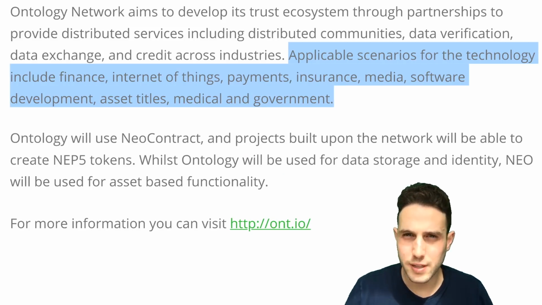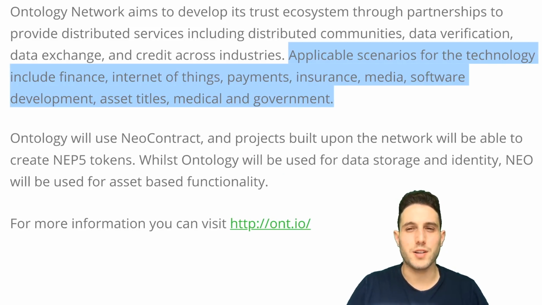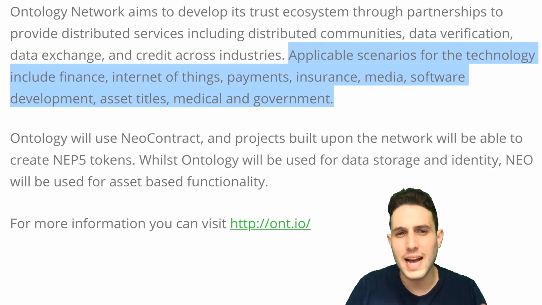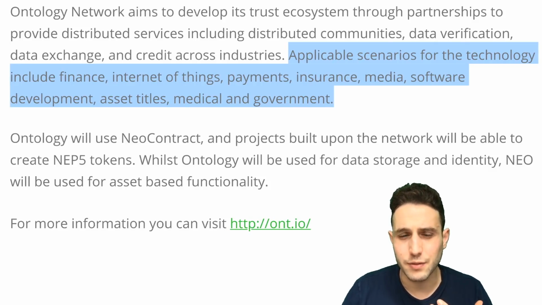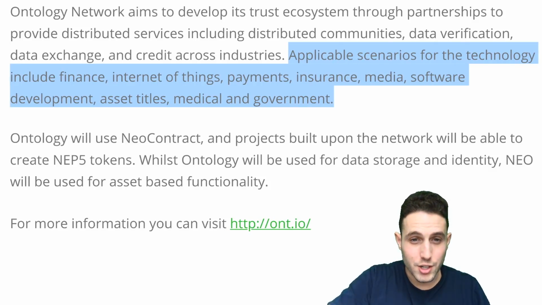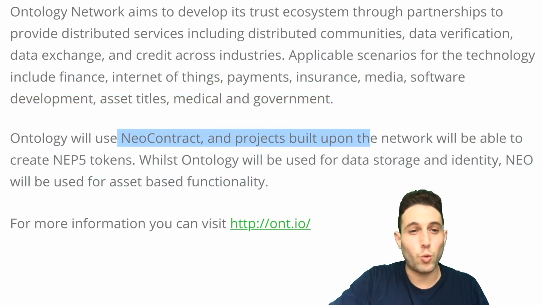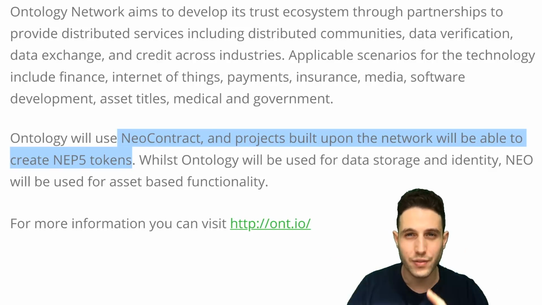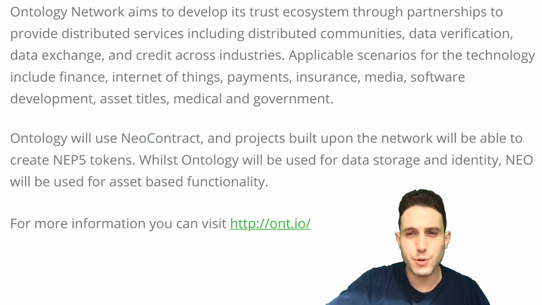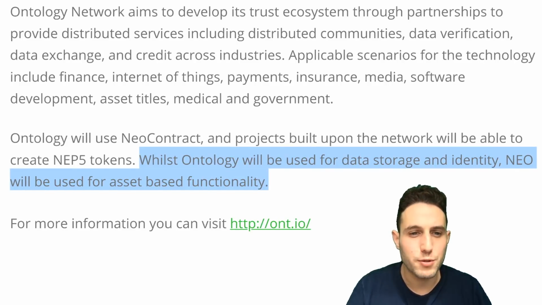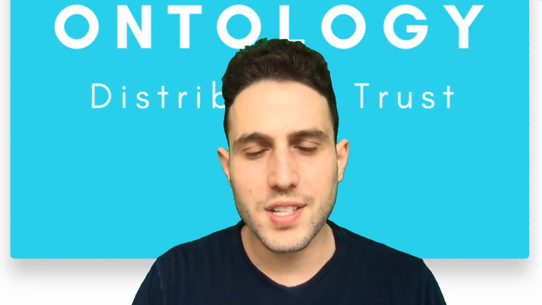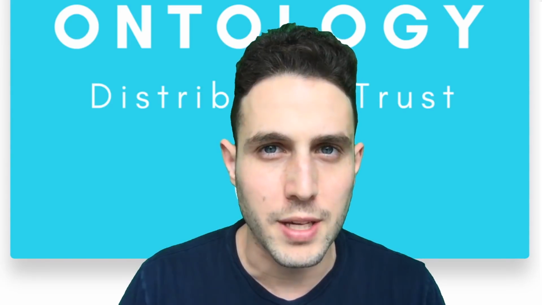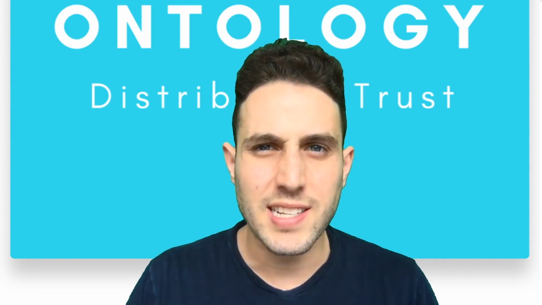So again, just to put a pretty little bow on this, the application scenarios for Ontology include finance, IoT, payments, insurance, media, software development, asset titles, medical, and government. They will use NEO contract on Ontology, and projects built upon the network will be able to create NEP-5 tokens, right? So these are totally compatible, interoperable, everything on Ontology with NEO. Whilst Ontology will be used for data storage and identity, NEO will be used for asset-based functionality. Obviously, Ontology is critical when it comes to validating and building trust in this new smart economy, and NEO is really in charge of smart contracts and digital assets.